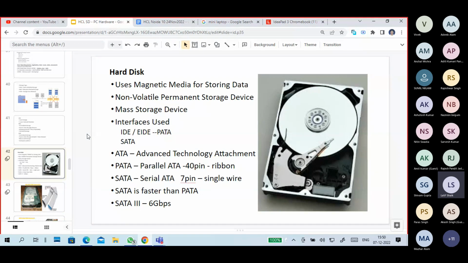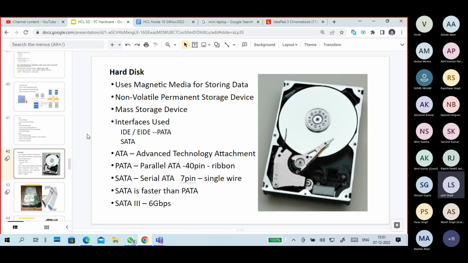PATA type of hard disk: a 40 pin ribbon cable is used to connect it. SATA hard disk: serial advanced technology attachment, serial ATA. It uses a 7 pin connector. It is a single wire, so only one wire for one drive only, meaning either a hard disk or a CD-ROM or DVD, you can connect with a SATA.